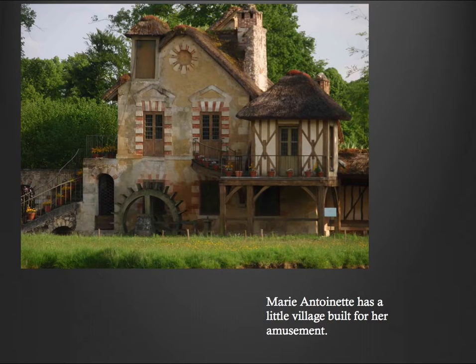Now, this was the home of the kings for quite some time, and Marie Antoinette had a little village built in Versailles that was for her own amusement. Now, she was not the wife of Louis XIV. She was the wife of Louis XVI, and that is when Versailles ceased to be the head of state and the home of the king and queen during the French Revolution.